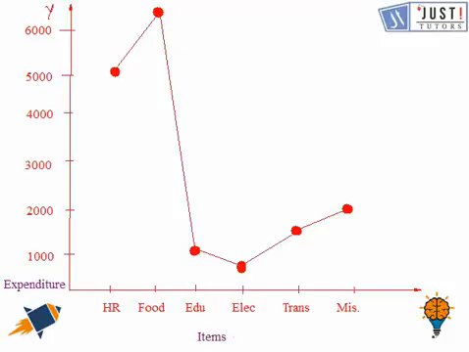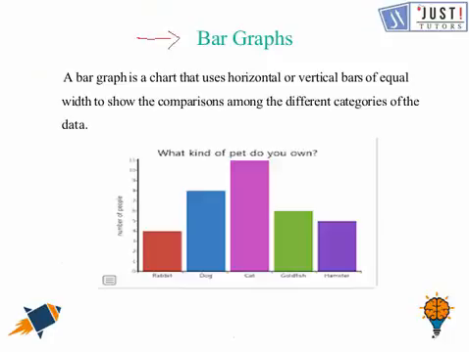Now we move ahead and we're going to learn about bar graph. So basically a bar graph is a chart that uses horizontal or vertical bars of equal width to show the comparison among the different categories of the data. So bar graph looks like this. This is a vertical bar graph, and a horizontal one would be like this. But make sure that the bars should be of equal width.